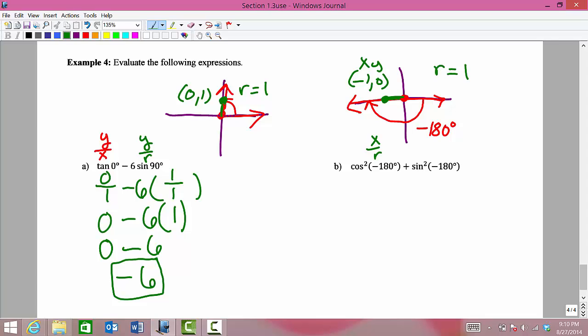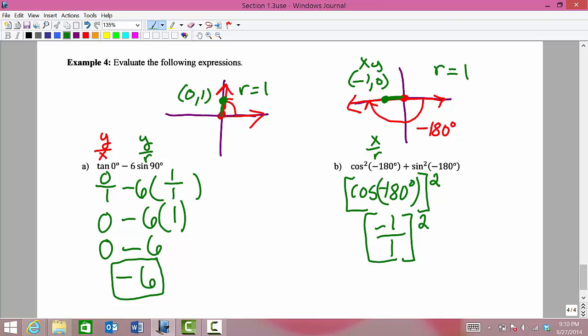And when we say cosine squared, that means to find the cosine value of -180 degrees, and then after we find that value, then we are going to square it. So that means the same thing. Cosine squared of -180 degrees. We want to find the cosine value of -180 degrees and then square it. So this is two different ways of writing the same thing. So what is the cosine value of -180 degrees? Well, that would be x would be -1 divided by r, which is 1. Well, -1 divided by 1 is -1, and when I square that, we get a +1.